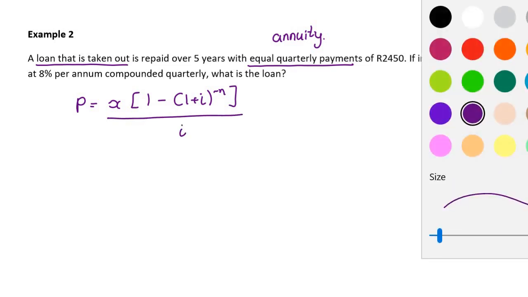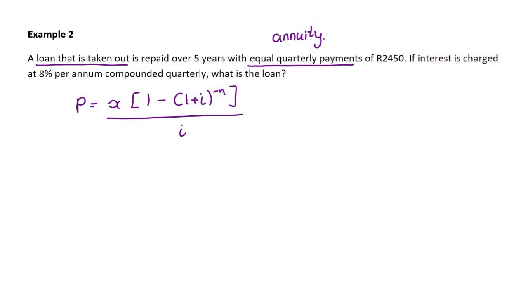Right, let's have a look at what we know here. A loan is taken out. It's repaid over 5 years with equal quarterly payments of 2450. Interest rate is 8%, so 0.08, compounded quarterly. Now that's very important. You can't make quarterly payments if your interest isn't compounded quarterly. So that's very good.